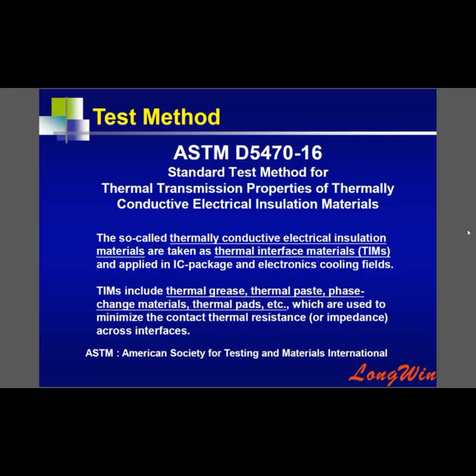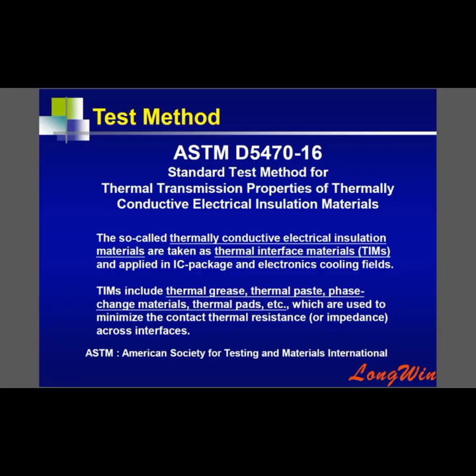And here, the so-called thermally conductive electrical insulation materials are considered as thermal interface materials, aka TIMs, which are generally applied in IC package and electronic cooling fields. TIMs include thermal grease, thermal paste, phase change materials, thermal pads, etc., which are used to minimize the contact thermal resistance or thermal impedance across interfaces.